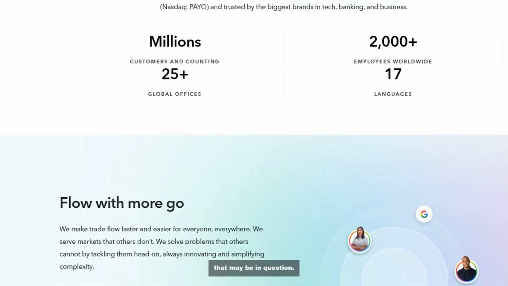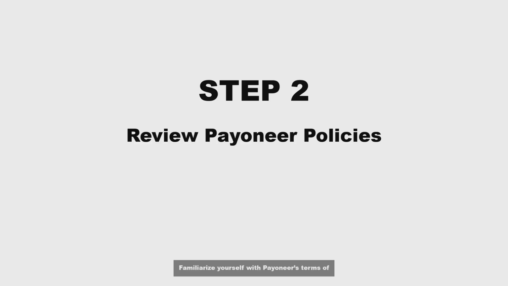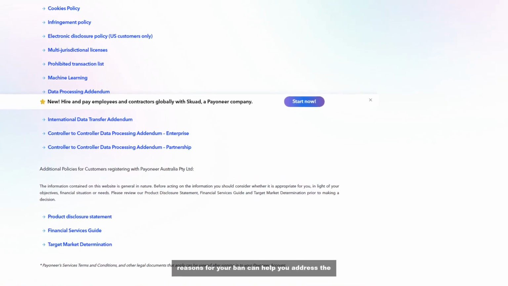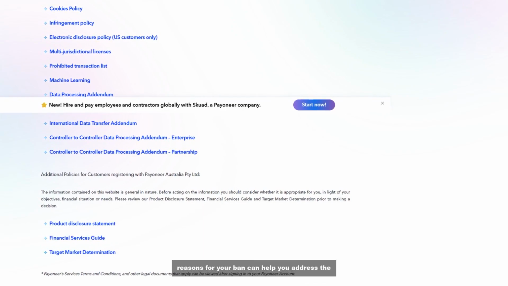Step 2. Review Payoneer policies. Familiarize yourself with Payoneer's terms of service and policies. Understanding the reasons for your ban can help you address the issue more effectively in your appeal.